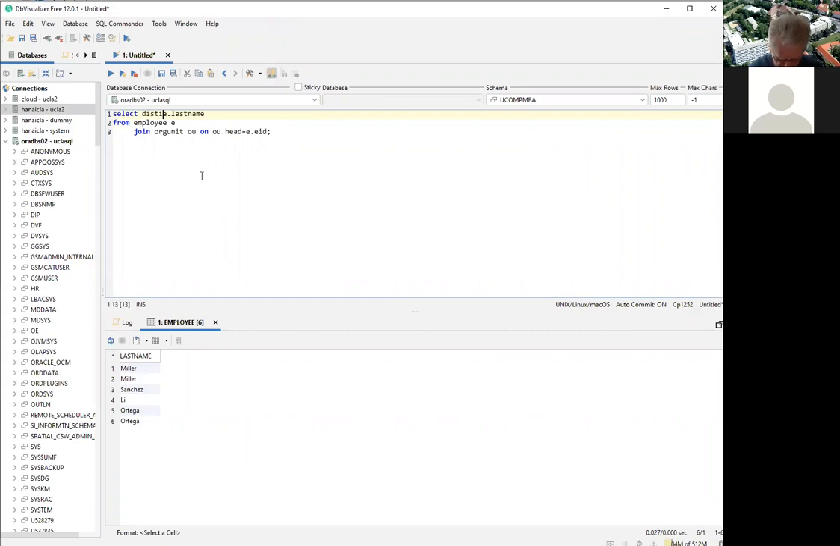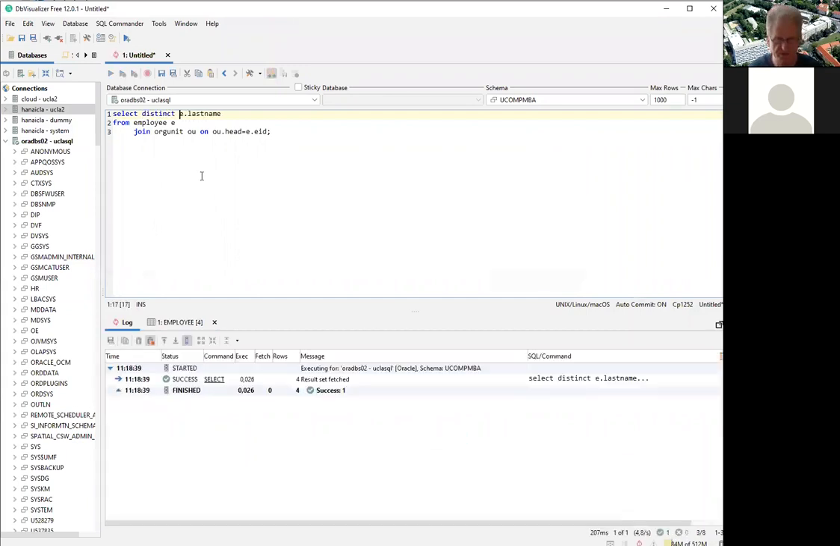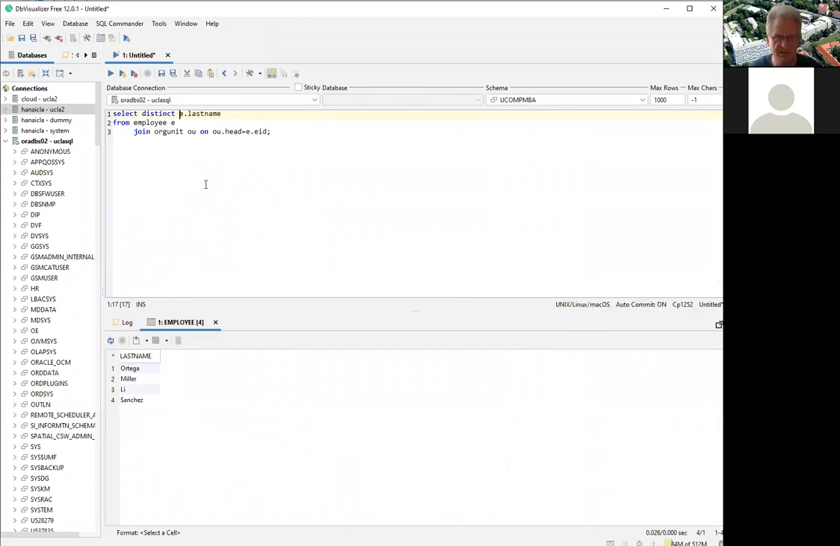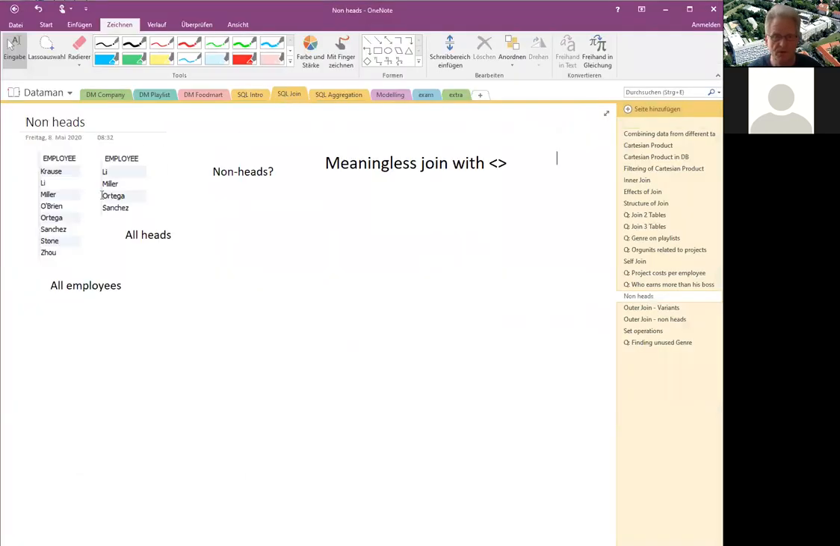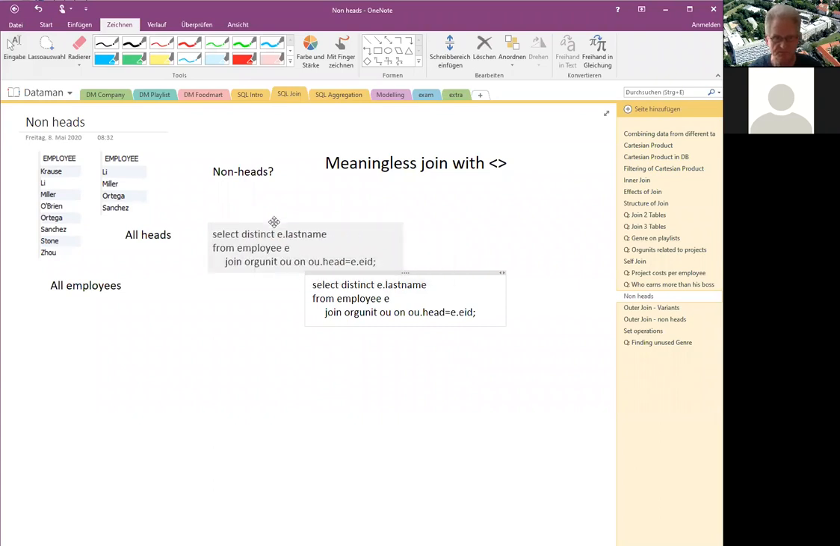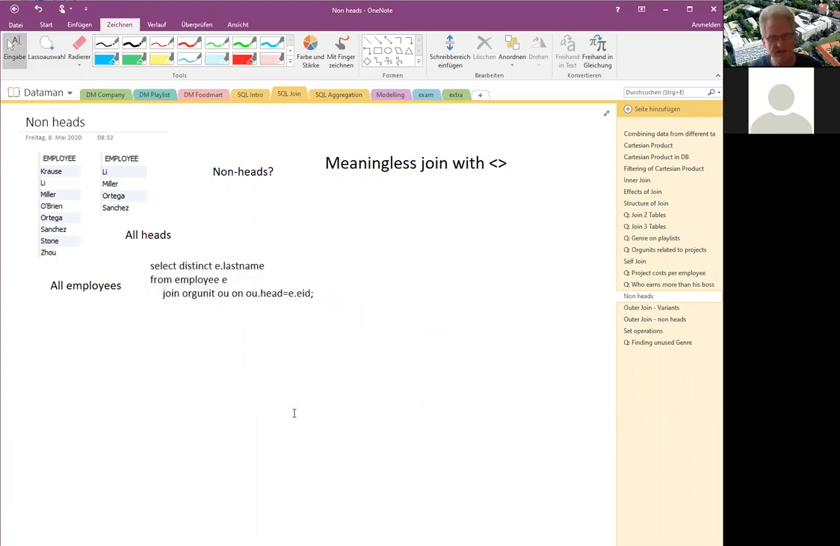We can solve that by introducing the distinct here, and then we have Ortega, Miller, Lee, and Sanchez as the heads. So the ordering doesn't matter. The database system provides no specific ordering unless we introduce an order by. So this is the query for the heads. And select last name from employee will give us all employee last names here.